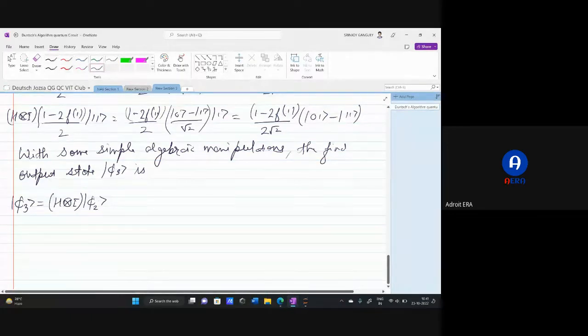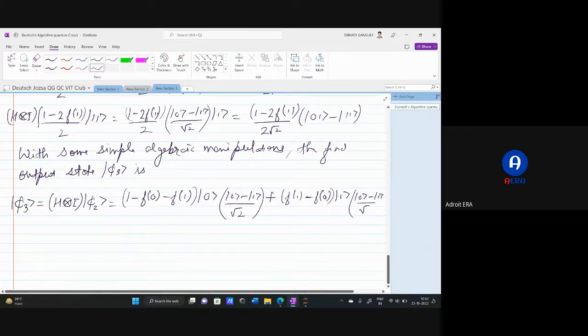So with some algebraic manipulations and by assimilating all the results together, you are going to get this result: (1 − f(0) − f(1)) as a coefficient, and then |0⟩(|0⟩ − |1⟩)/√2 plus (f(1) − f(0)) as the coefficient, and then |1⟩(|0⟩ − |1⟩)/√2.